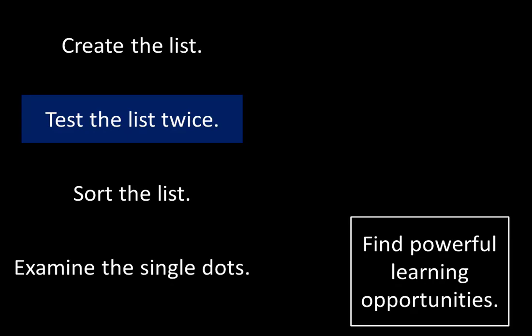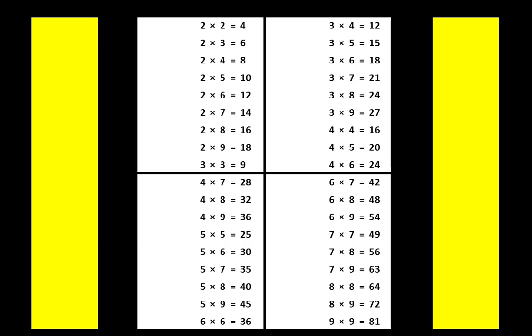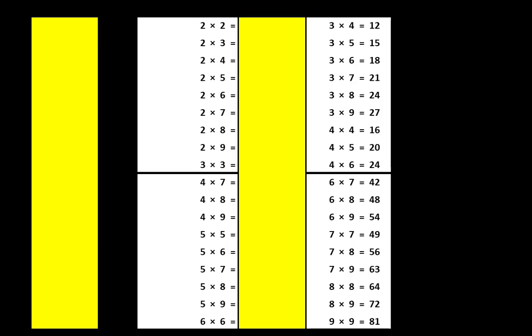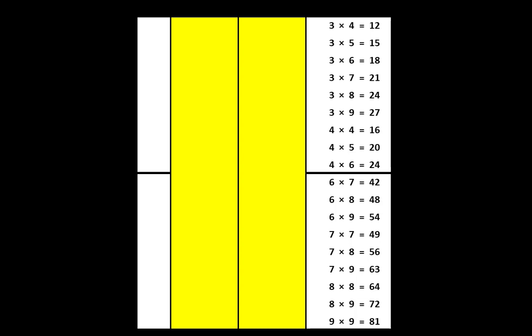To test the list twice, you use 2 pieces of paper. You use one to cover the products and the other to cover the factors. Then you slid one down to reveal the factors. Here we see 2 times 2. You said the product out loud. You slid the other paper to check, and if you were correct, you placed a dot next to it.